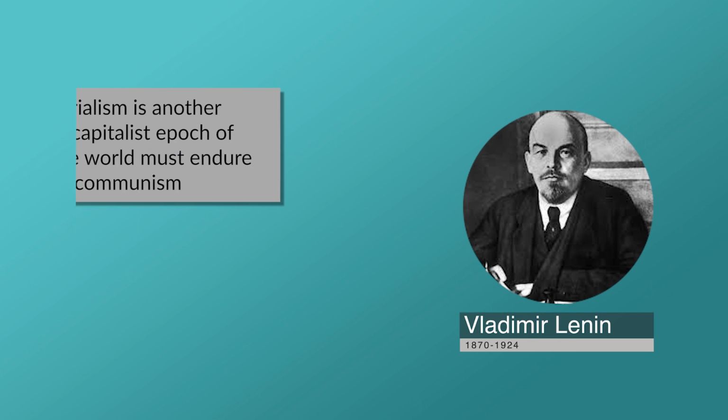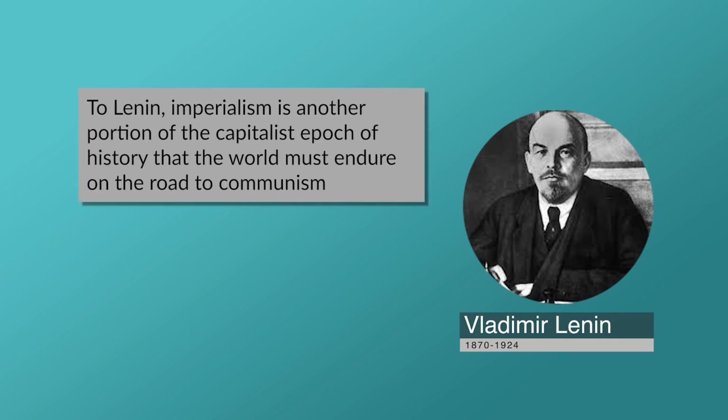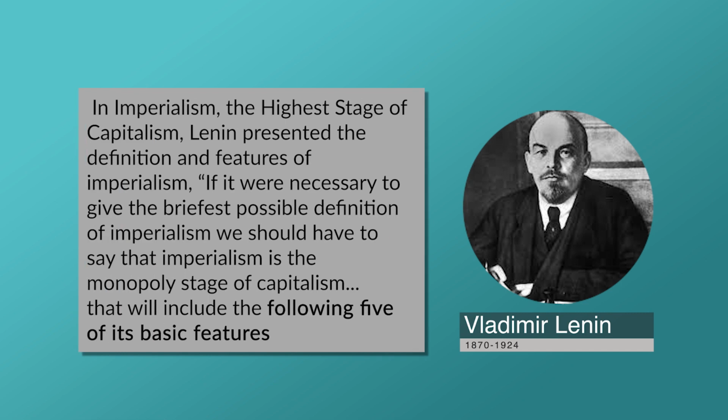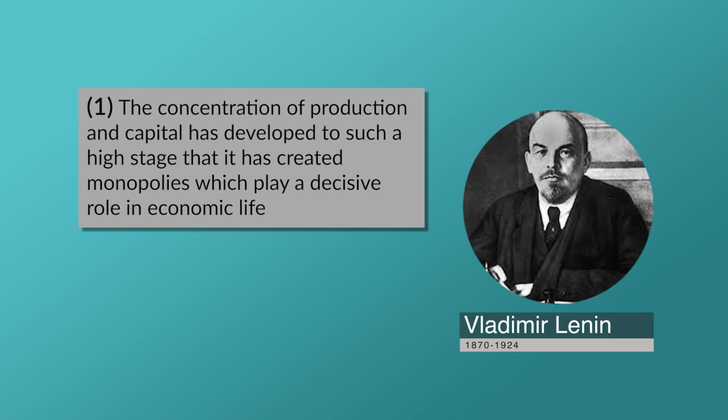Let us move on to another theory of capitalism put forth by Lenin. Lenin described capitalism as imperialism, and he conceptualized monopoly capitalism as the highest stage of capitalism. According to Lenin, monopoly capitalism, or imperialism as he calls it, distinguishes itself through 5 main features. They are: first, the concentration of production and capital has developed to such a high stage that it has created monopolies, and these monopolies play a decisive role in economic life.